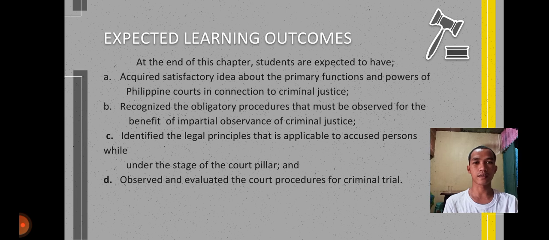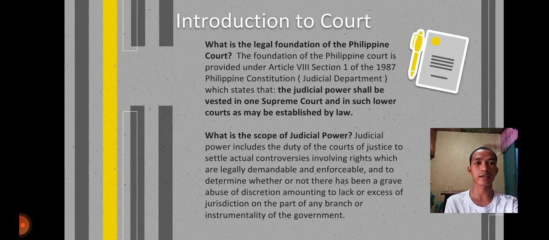Expected learning outcomes. At the end of this chapter, students are expected to have acquired a satisfactory idea about the primary functions and powers of the Philippine courts in connection to criminal justice. Recognize the obligatory procedures that must be observed for the benefit of impartial observance of criminal justice. Identify the legal principles that are applicable to accused persons while under the court pillar, and observe and evaluate the court procedures for criminal trials.